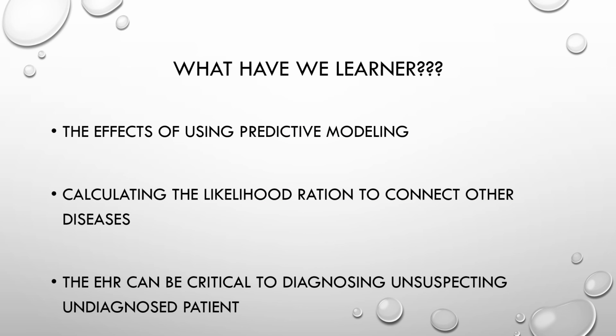What have we learned? As a conclusion, we have learned that predictive modeling is one of the best ways to diagnose certain conditions, especially diabetes. The cross-validation method in calculating the likelihood could identify unlikely connections between diabetes and other unknown diagnoses. EHRs will be the future of helping to decrease patients with unknown diagnoses of chronic diseases.